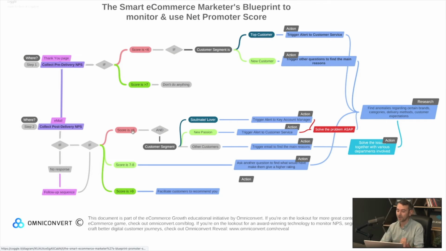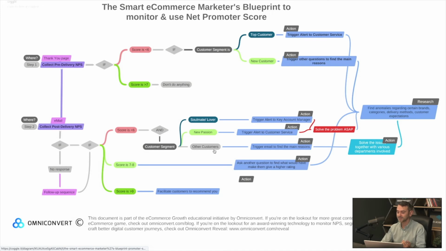If the score is lower than 6 and the customer segment is a soulmate, you can take action in real time with the head of customer service. If it's a new passion, you can trigger that alert and you can put it in the queue line. We have this integration with Gorgias where these tickets are being placed automatically. And if you're using Zendesk or another type of customer help desk solution, you can do this integration as well.